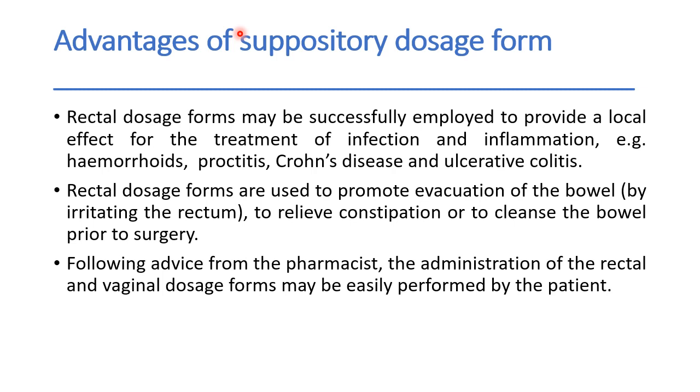Advantages or uses of suppository dosage form. Rectal dosage form can be used to provide a local effect for the treatment of infection and/or inflammation. These inflammatory cases include hemorrhoids, proctitis, Crohn's disease, and ulcerative colitis. It's also used to promote evacuation of the bowel. This is done by inducing irritation to the rectum. Evacuation is important to relieve constipation or to clean the bowel prior to surgery. Suppository dosage form also provides ease of administration by the patient, especially following proper advice from the pharmacist.